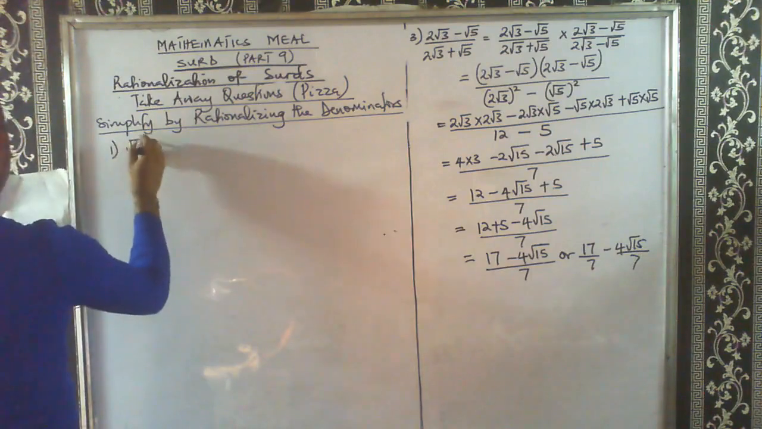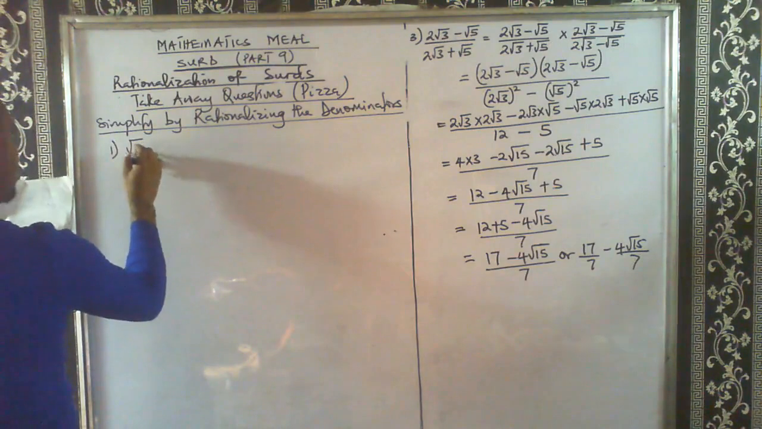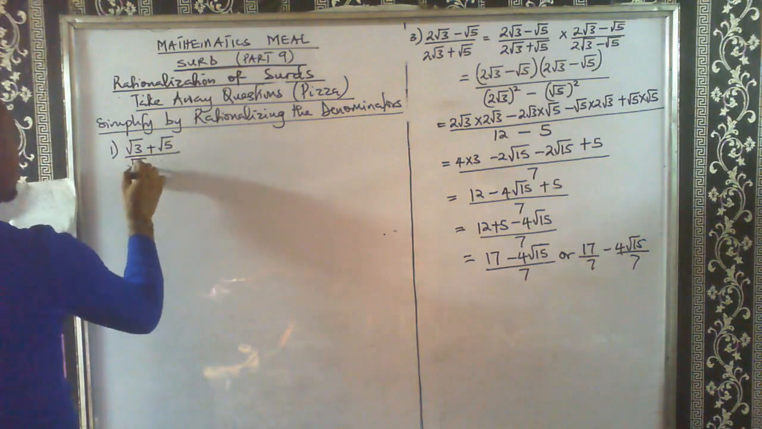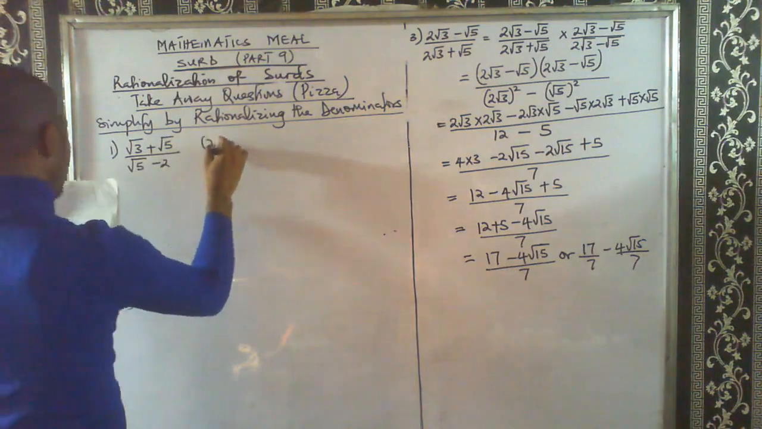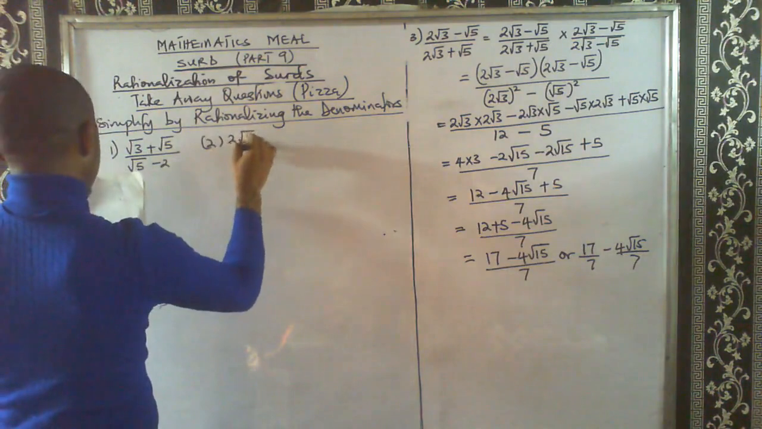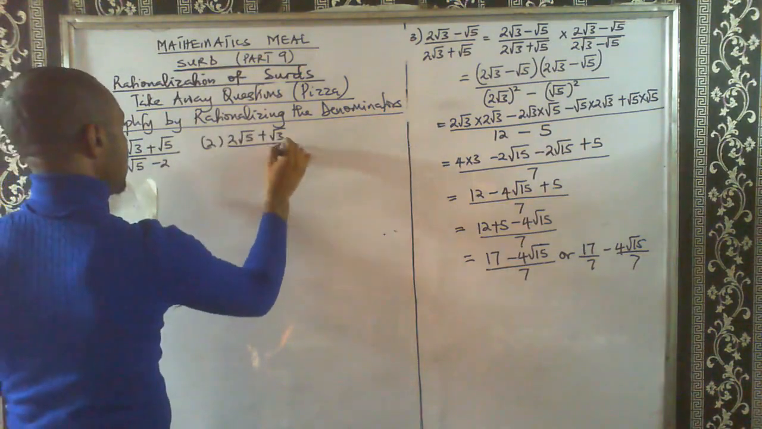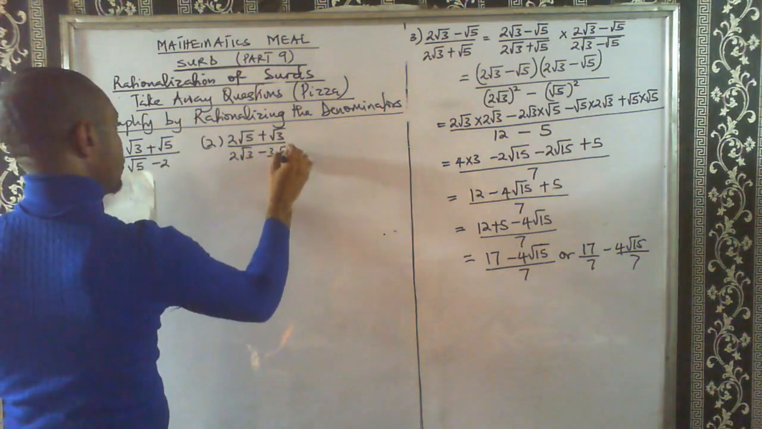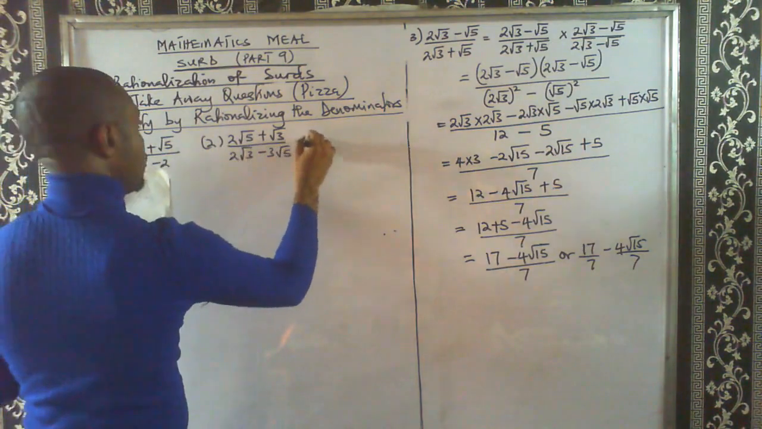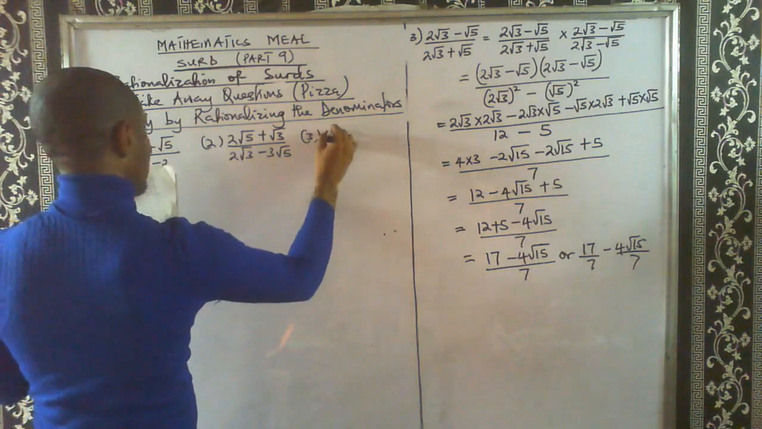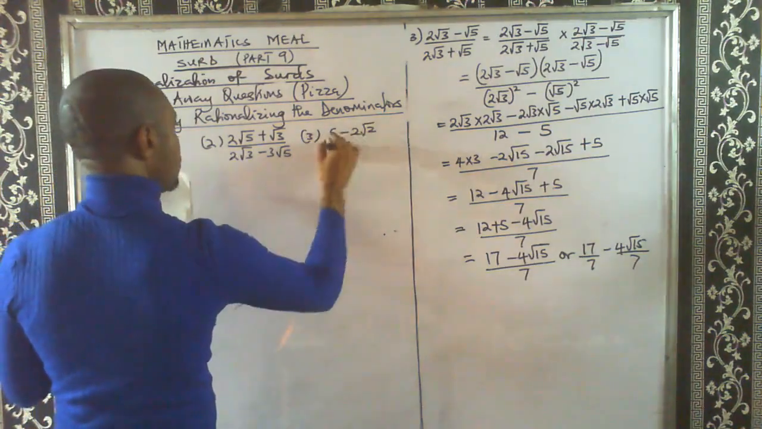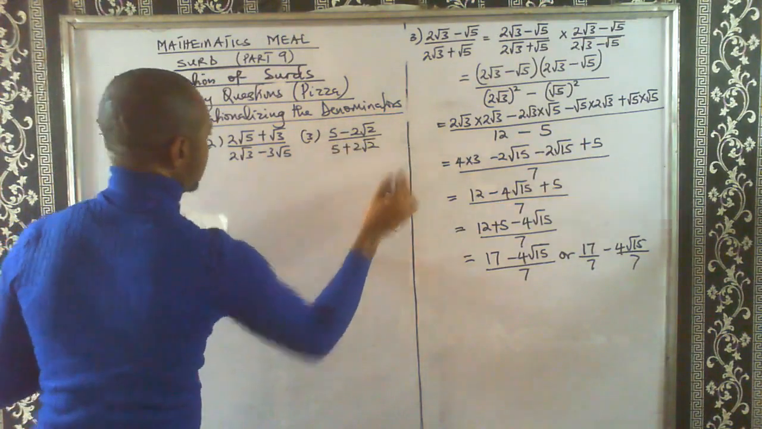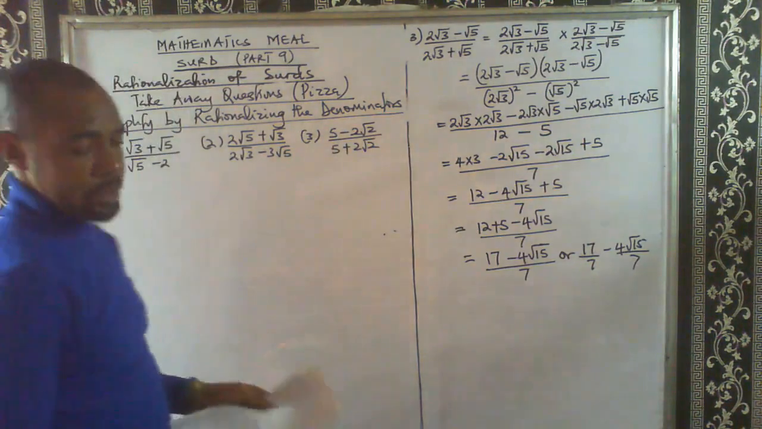So we have square root of 3 plus square root of 5, all over square root of 5 minus 2. Then 2 root 5 plus square root of 3 divided by 2 root 3 minus 3 root 5. Okay? Question number 3. We have 5 minus 2 root 2 all over 5 plus 2 root 2. Okay. So far so good.